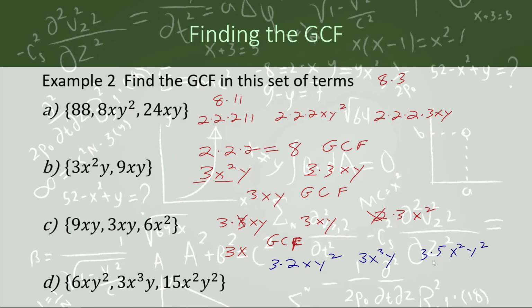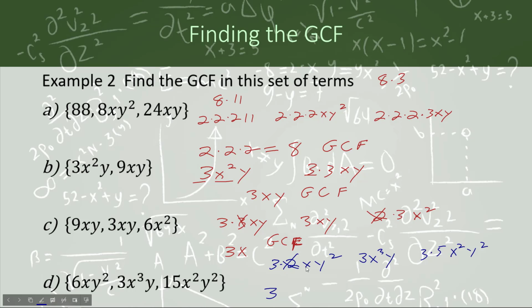Okay, now we can find our common terms. We have a 3 in the first term, a 3 in the second term, and a 3 in the third term, so that is going to be included. We have a 2 in the first term, but no 2's in the second or third term, so that is out. And then for the third term, we have a 5, but there's no 5 in 1 or 2, so that is out as well.